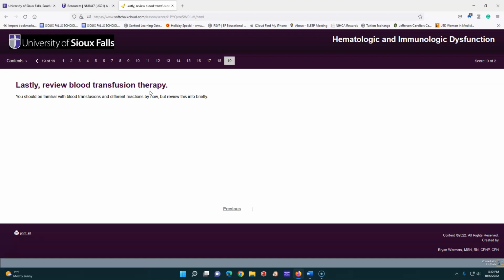When you're giving blood, remember it's 2 nurses. You're double checking everything. It's got to be the right patient, the right time. Make sure it's not outdated. Make sure it's not cloudy. Make sure it looks good. Make sure you've got the right documentation. Make sure you're checking blood bands on patients.